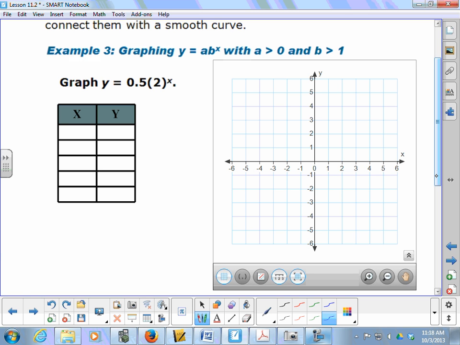Now, we want positive and negative values, so I'm going to start with my table, and I'm going to stick 0 right dead center. And then I'm going to go positive 1, positive 2, negative 1, negative 2. And if you want to, you could even add a positive 3 down here. Probably wouldn't be a bad idea.